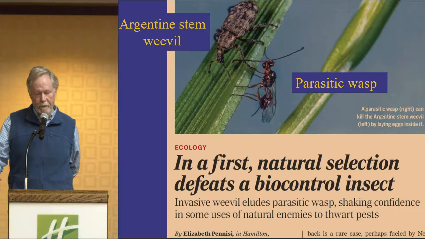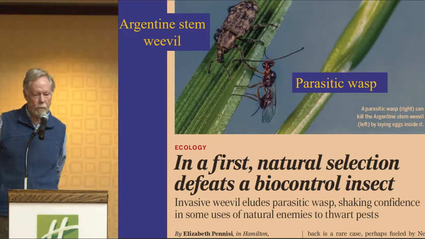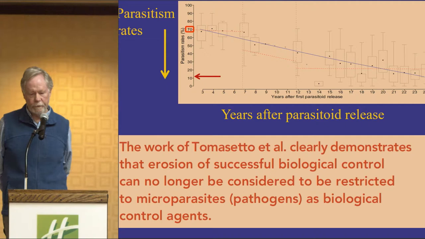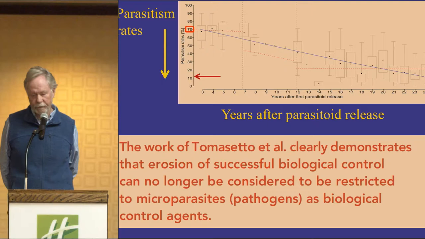So this was another example in New Zealand where there was a weevil that was an agricultural pest in New Zealand. So they introduced a parasitic wasp. And initially, so this is this plot. The y-axis is the parasitism rates. The x-axis is the years after first introduction of the parasitoid. And so it goes out to about 24 years.